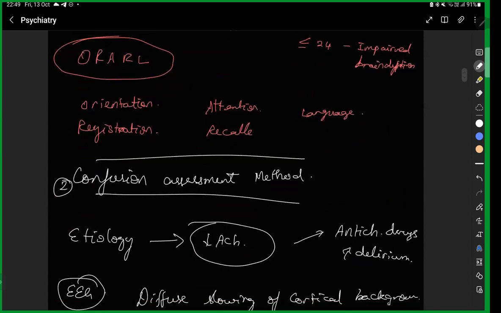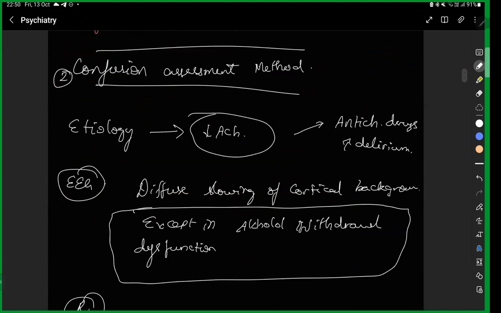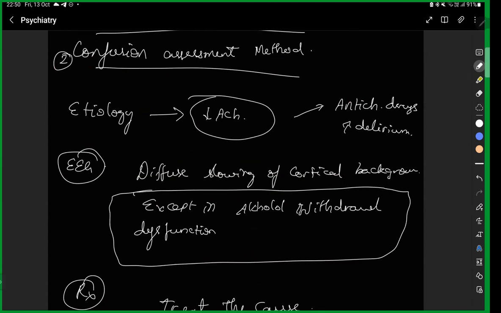Next is the confusion assessment method. Acetylcholine is reduced in the patient with delirium. Then you are going to go for EEG. You will see slowing of the cortical background, except in alcohol withdrawal.